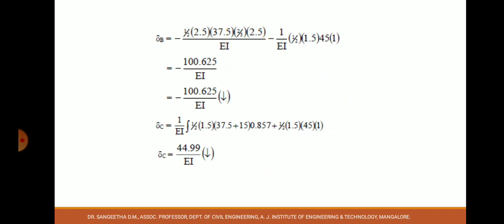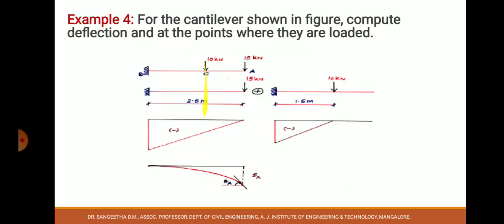Similarly, half into 1.5 into 15 into 1/3 of 1.5. So here the distance has to be noted properly from theta b. Adding both the things, you will get delta b. So delta c is at point c, where you have to evaluate. At point c means whatever is coming before c.